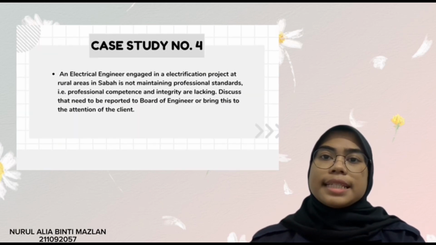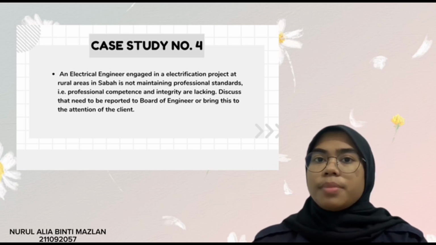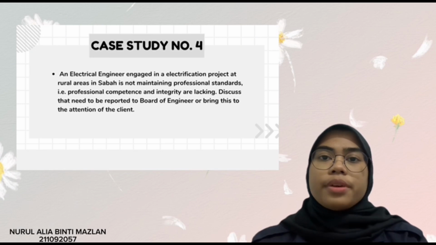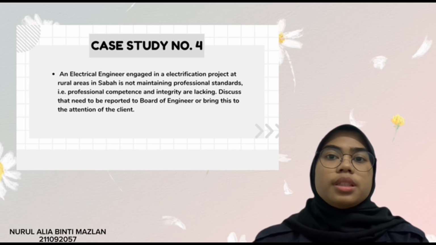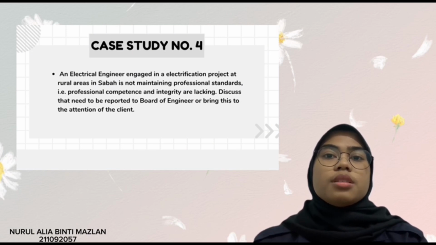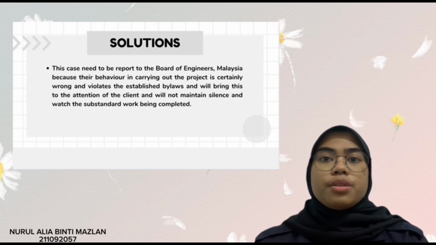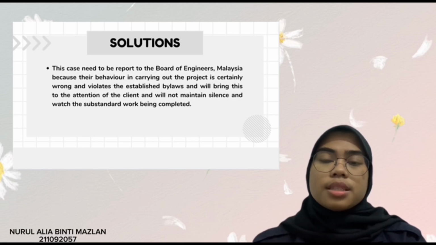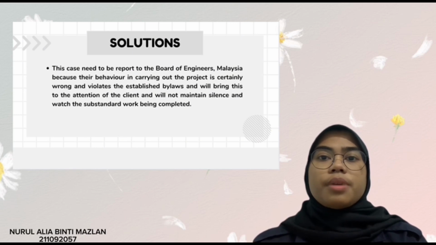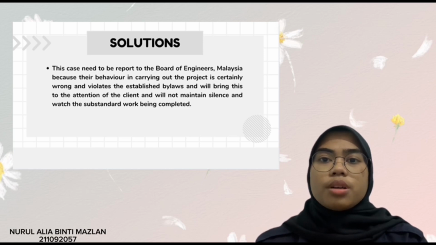Case number 4. An electrical engineer engaged in an electrification project in a rural area in Sabah has not maintained professional standards. For example, professional competence and integrity are lacking. Discuss whether this needs to be reported to the Board of Engineers or brought to the attention of the client. For the solution, this case needs to be reported to the Board of Engineers because their behavior in carrying out the project is essentially wrong and violates the established law, and will be brought to the attention of the client and will not maintain silence as to what the standard of a competent engineer would be.